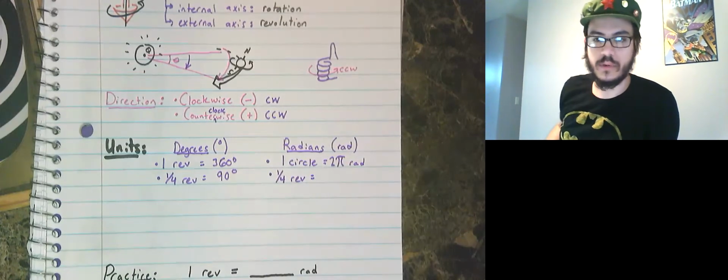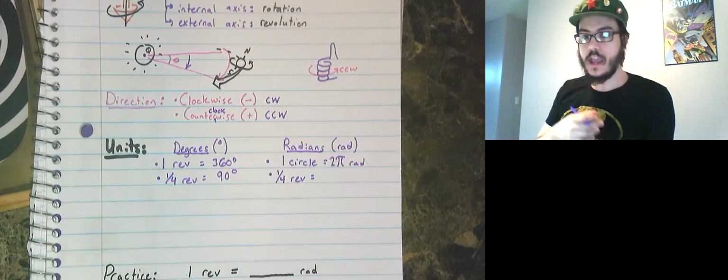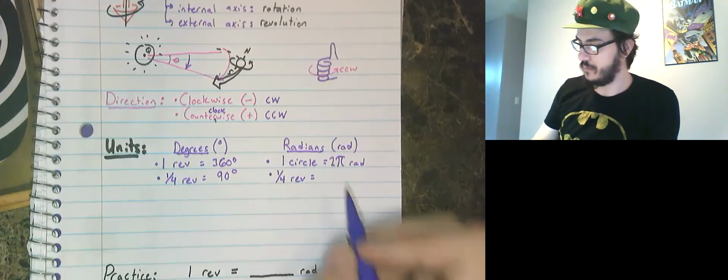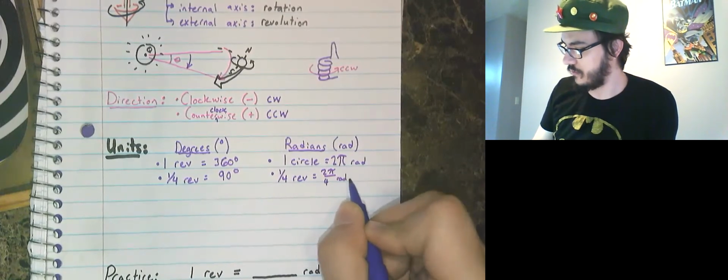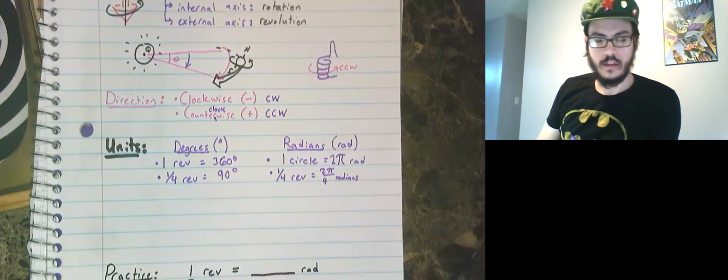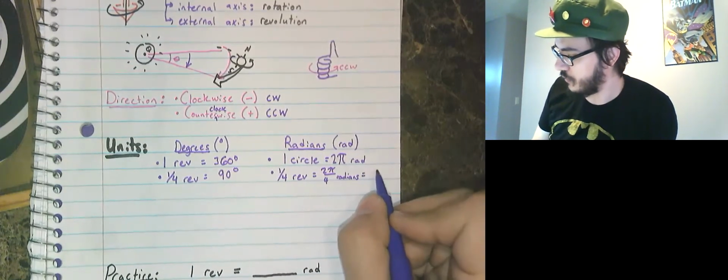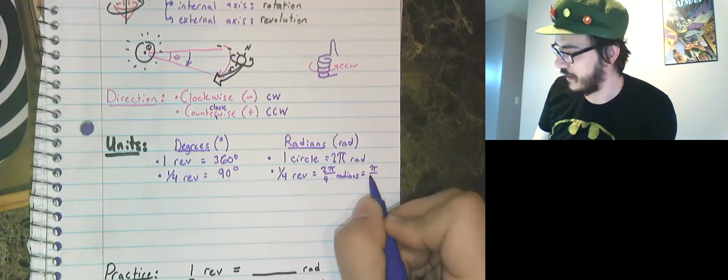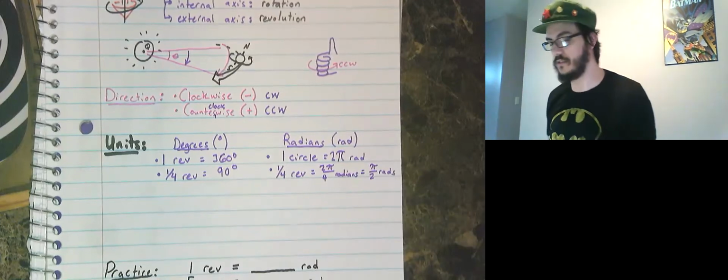Well, we do the same thing we just did with degrees. You take one full circle, 2 pi, and divide it by 4. 2 pi divided by 4 radians. Nobody in their right mind would leave that unsimplified, so we will simplify it down to pi divided by 2 radians.